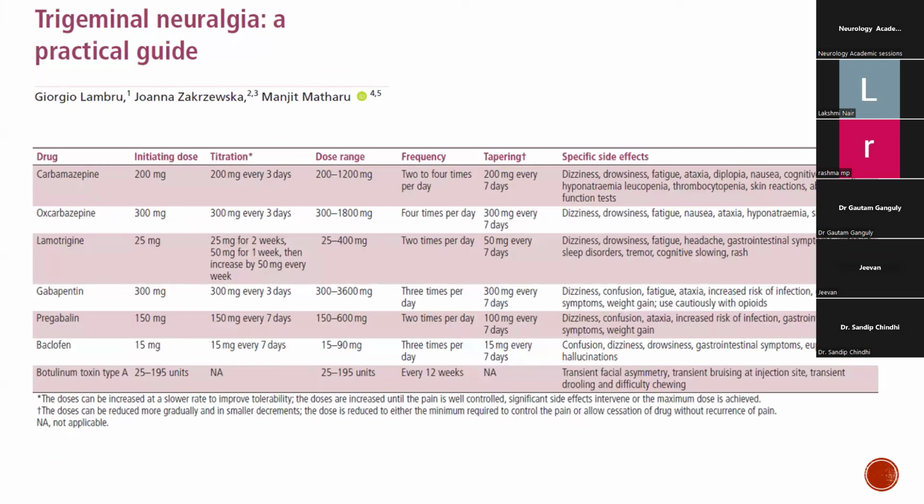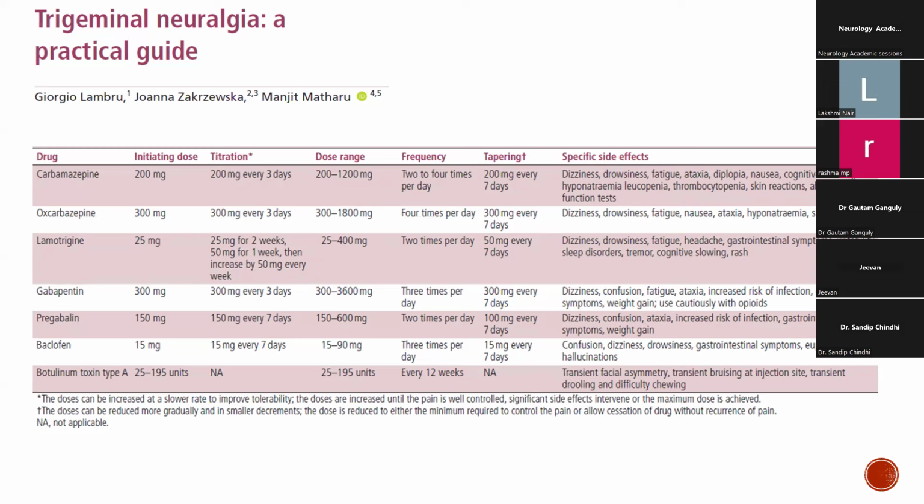So this is an overall summary of the drugs that can be used in trigeminal neuralgia. Carbamazepine, we know, should be initiated at 200 mg, and 200 mg every 3 days should be titrated. The dose range between 200 to 1200 mg can be divided into 2 to 4 times per day. While tapering also, we have to taper 200 mg every 7 days and stop.